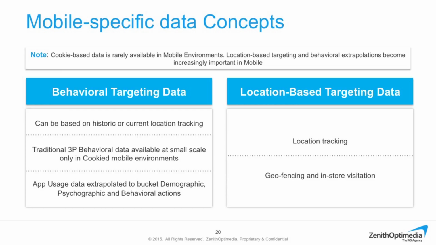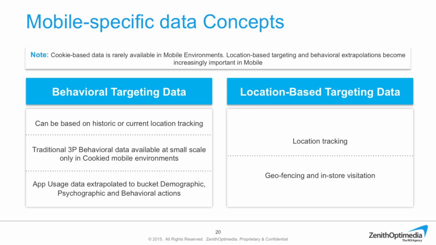Now let's take a look at mobile-specific data concepts. Please note that cookie-based data is rarely available in mobile environments. As a result, we rely heavily on location-based targeting, but we can do some behavioral targeting within in-app inventory. Behavioral targeting is a little bit different in mobile. It can be based on historical or current location tracking. There can be some traditional third-party behavioral data that's available on a very small scale within a cookie mobile environment. But most importantly, behavioral targeting is done via app usage. It's extrapolated to bucket demographics, psychographic, and behavioral actions.